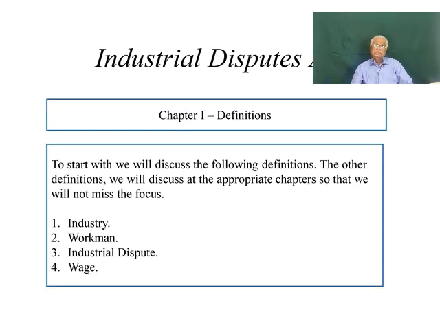First chapter, let us see the definitions. I am going to concentrate here on 4 definitions: industry, workman, industrial dispute and wage, because the other definitions will be explained to you at the appropriate time when we touch the chapters. So we will go through the definitions one by one.